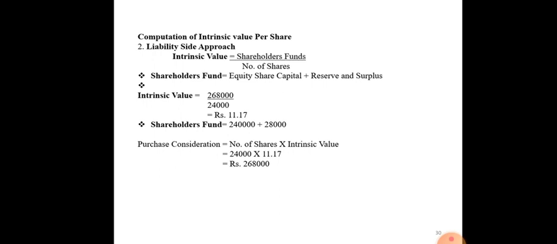Purchase consideration is equal to number of shares into intrinsic value, and you know the number of equity shares, the 24,000 equity shares are there, and intrinsic value is 11.17. So multiply, you will get 2,68,000 as the purchase consideration. Like this you have to calculate the purchase consideration under the intrinsic worth method.